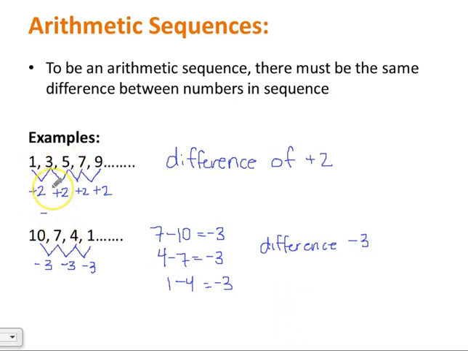So these are both examples of arithmetic sequences because they have the same difference between each number in the sequence. I'm going to go on to the next slide.